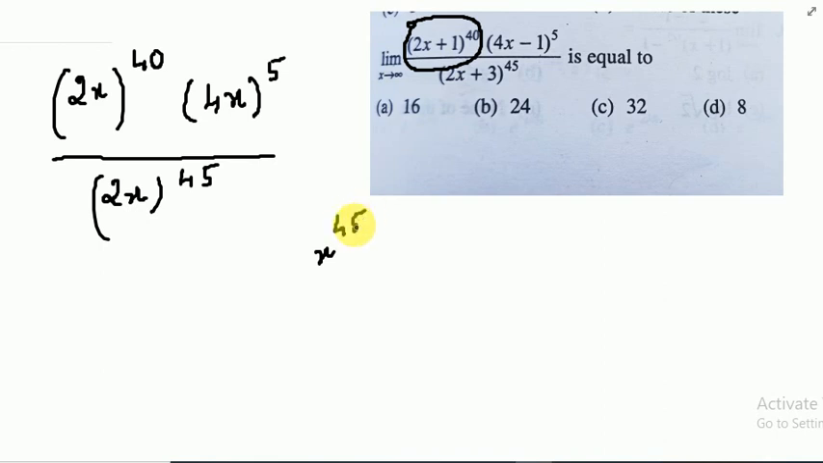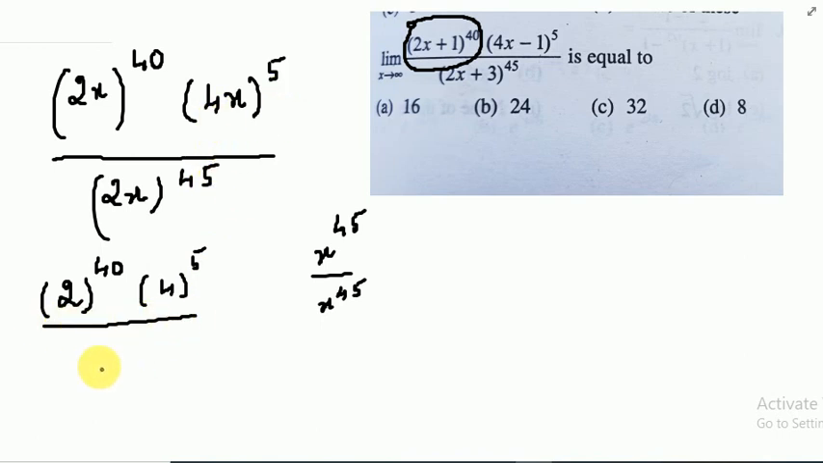Numerator power of x will be 45, denominator's power of x is also 45. Therefore, degree of numerator is equal to degree of denominator, that is the case. Therefore, the answer will be the coefficient of x in the numerator divided by the coefficient of x in the denominator. Coefficient of x in the numerator will be 2 raised to 40 into 4 raised to 5. Don't forget to write this 4 raised to 5 also, divided by the coefficient of x in the denominator, which will be 2 raised to 45.